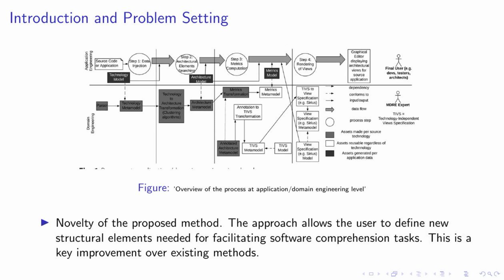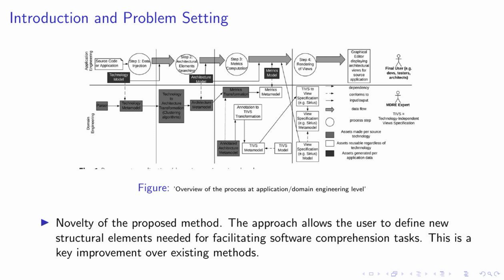Let's delve into the novelty of our proposed method. As you can see in the figure, we provide an overview of the process at the application and domain engineering level. The key improvement of our approach over existing methods is its flexibility. It allows users to define new structural elements that are crucial for understanding software. This means that instead of being limited by what's explicitly present in the source structure, users can create elements that facilitate their specific comprehension tasks. This innovation enhances the adaptability and effectiveness of our method, making it a valuable tool in the field of software visualization and metrics modeling.